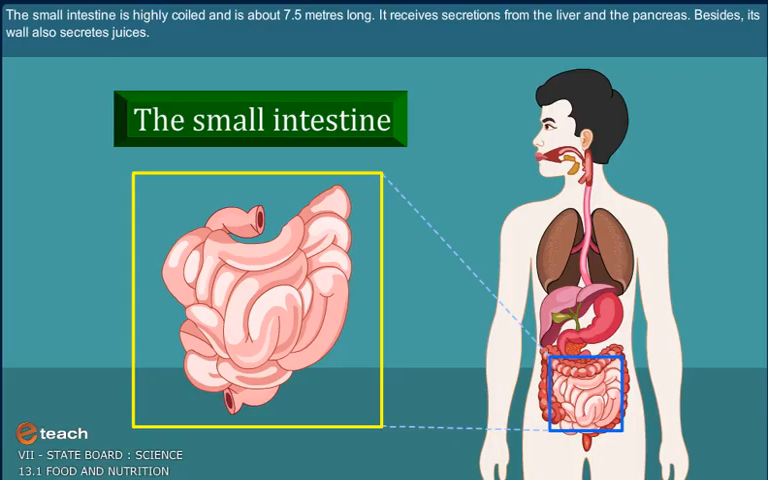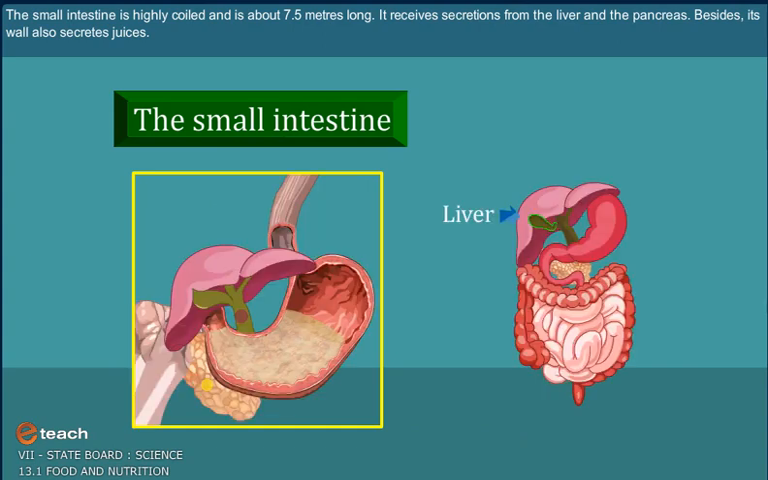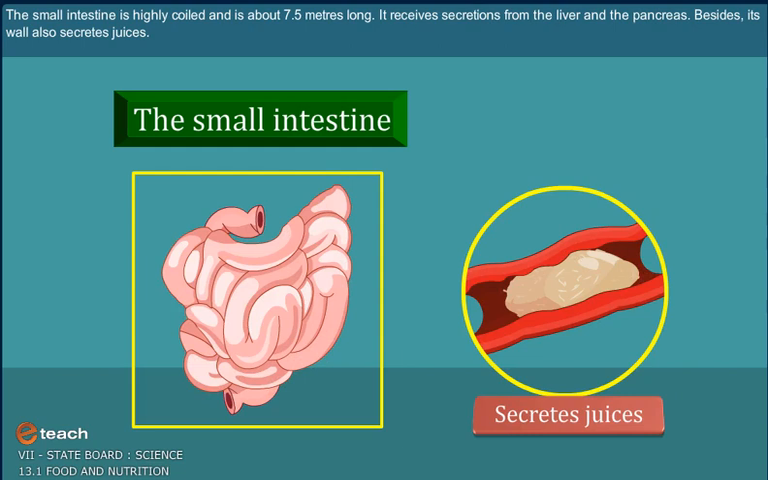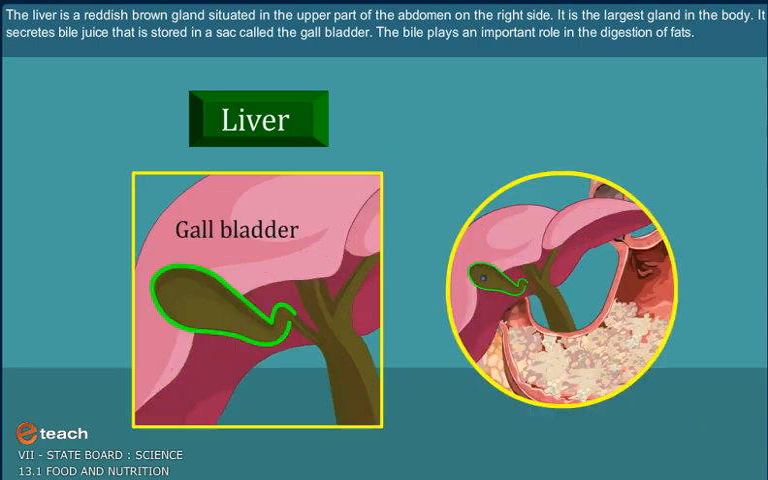The small intestine is highly coiled and is about 7.5 meters long. It receives secretions from the liver and the pancreas. Besides, its wall also secretes juices. The liver is a reddish-brown gland situated in the upper part of the abdomen on the right side. It is the largest gland in the body. It secretes bile juice that is stored in a sac called the gallbladder. The bile plays an important role in the digestion of fats.